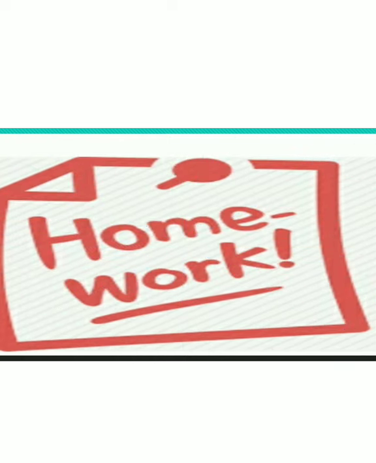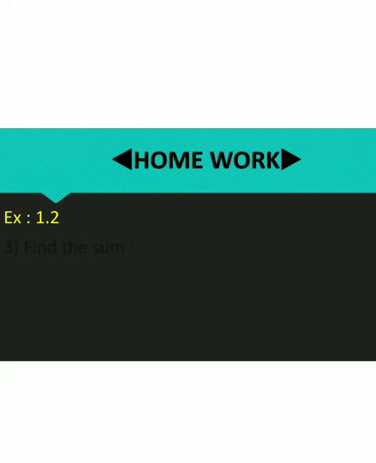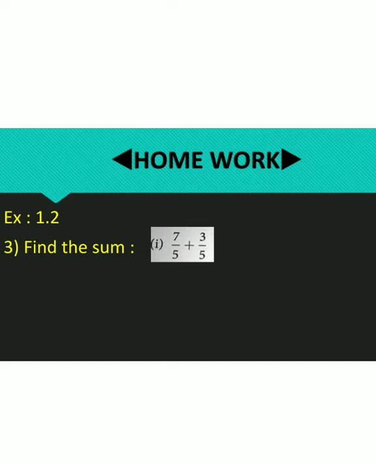It's time for homework. Exercise 1.2. Find the sum. First subdivision is 7 by 5 plus 3 by 5. The first sum is the first method, that is a common denominator. Then the second subdivision is 7 by 5 plus 5 by 7. The second type, the denominators are different. Take LCM and do the calculation.